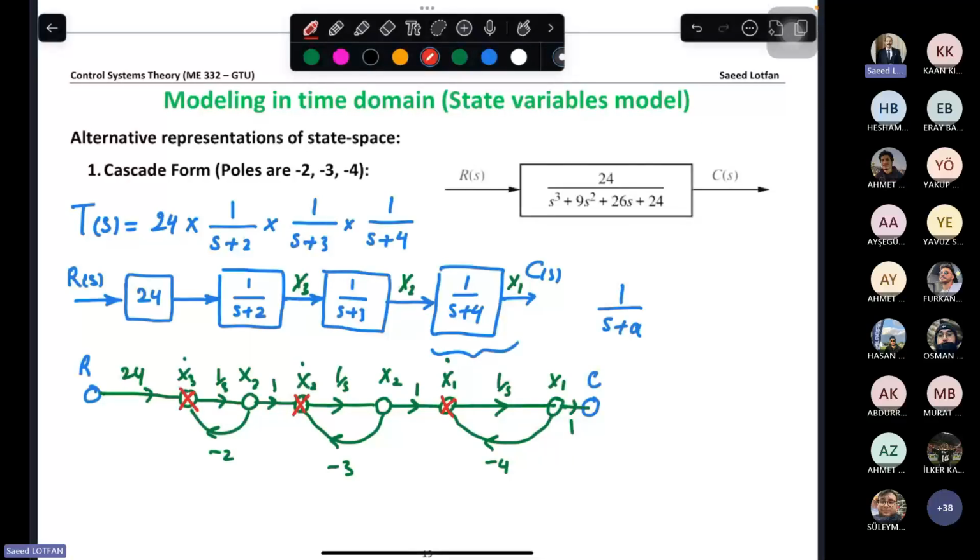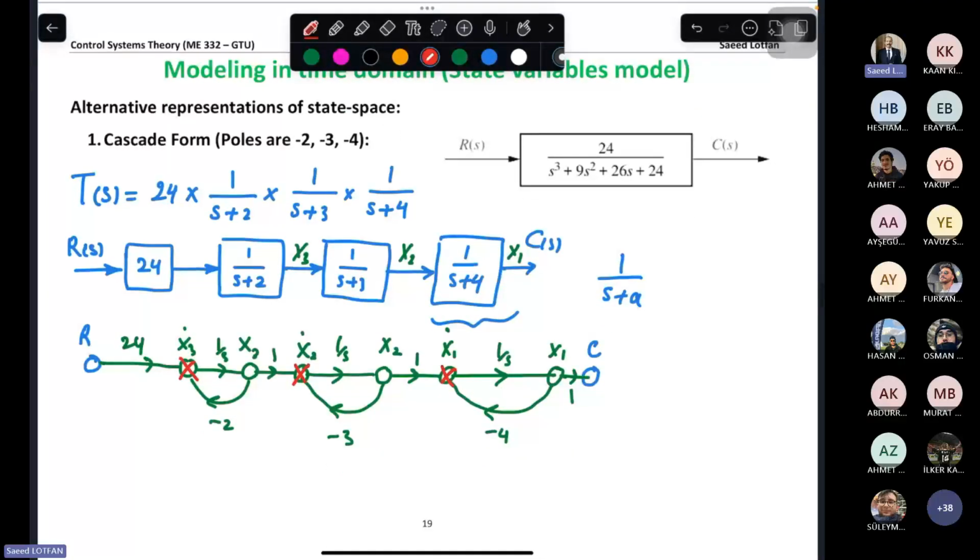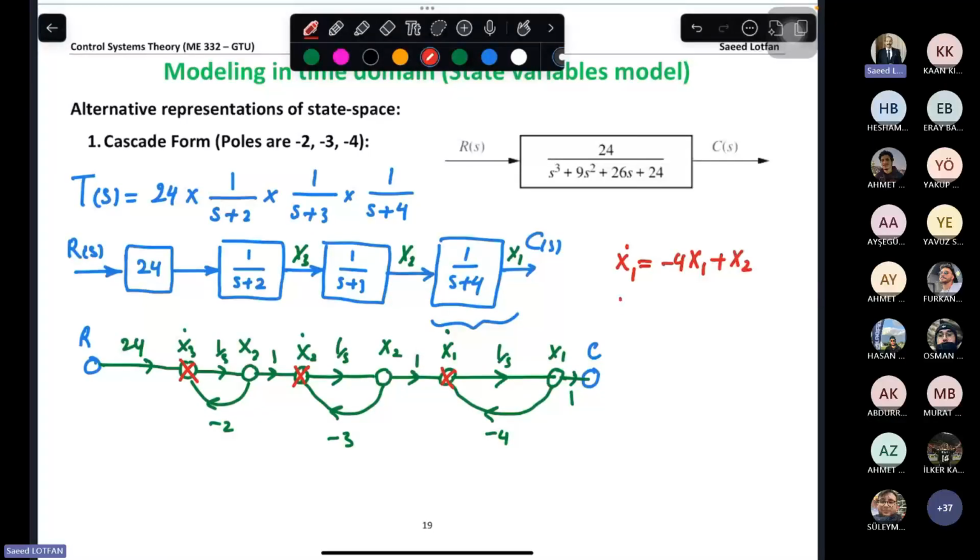So for each of these points, I can write equations. What are those equations? x dot 1 is minus 4x1 plus x2. x dot 2 is minus 3x2 plus x3. x dot 3 is minus 2x3 plus 24r. And y, which is c, is equal to x1.